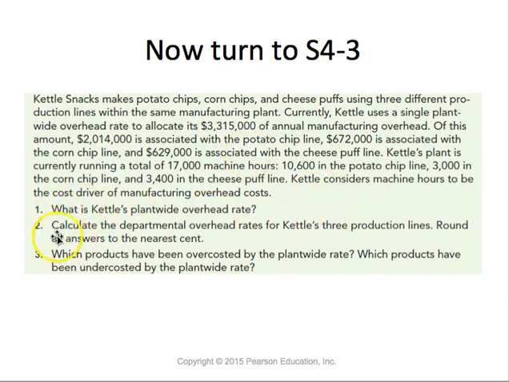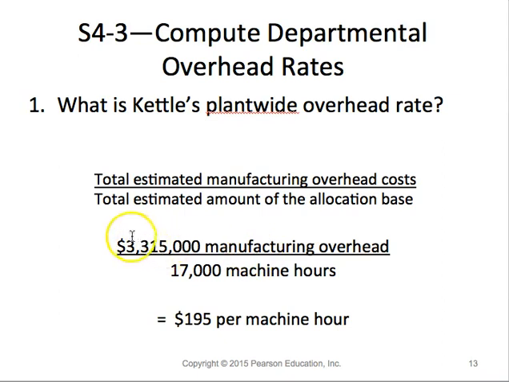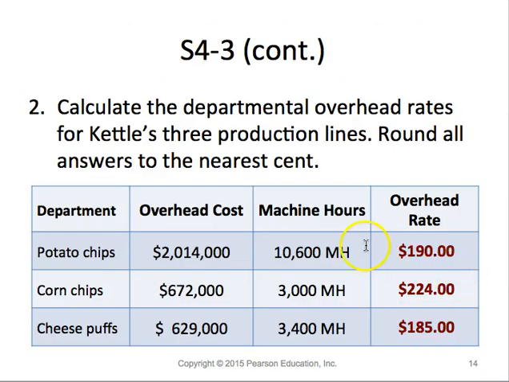So there are 3 questions here. What is the company's plant-wide overhead rate? So we are going to use $3 million divided by 17,000, and then it's in the next slide. So we have this one divided by this, $195 per machine hour. All right. So these are the numbers we just read, so I'm not going to flip back. They're put in here, and the machine hours are different for each one. So I'm going to calculate overhead rates for each line or each department, which will be 190, 224, and 185.